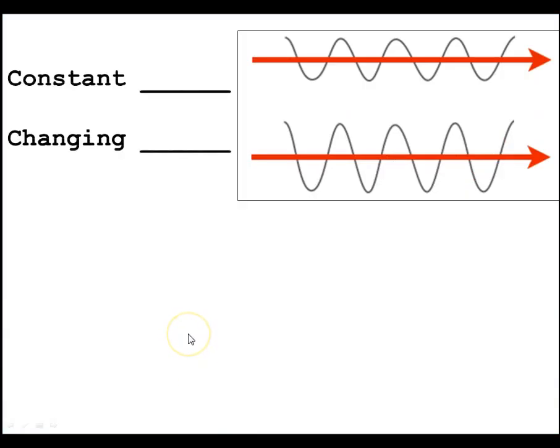All right, I do want you to draw this in here, just an example of something. These have something that is constant, something that is changing. Well, they have constant wavelength. The distance from crest to crest is identical, but the amplitude is different. This one has less amplitude compared to that. So constant wavelength, changing amplitude.